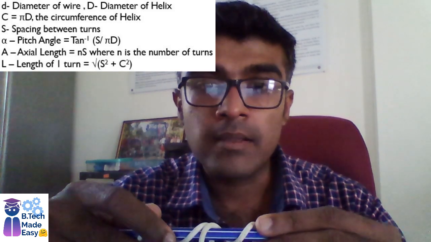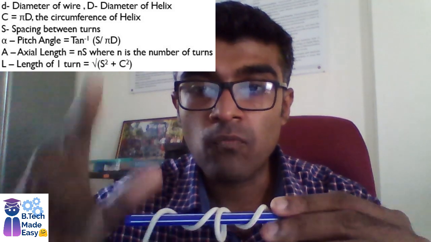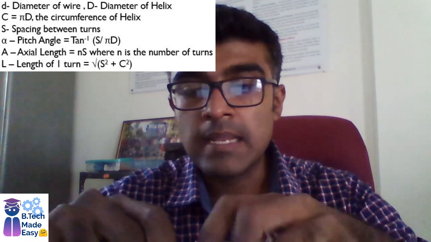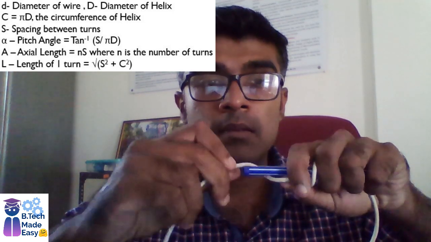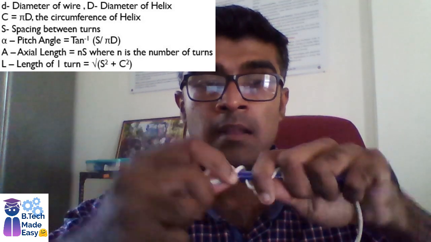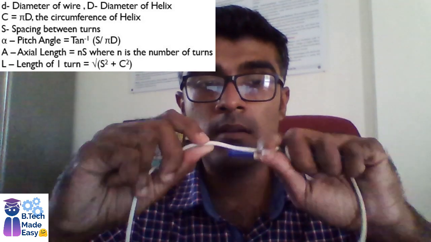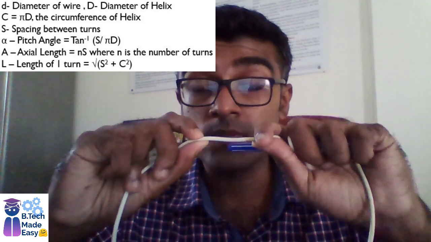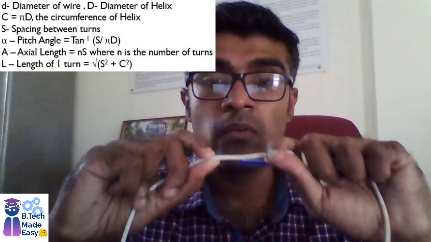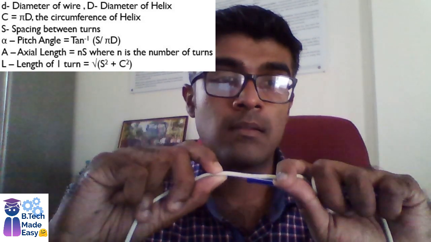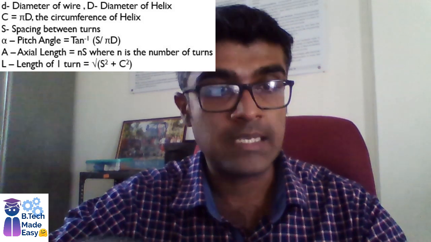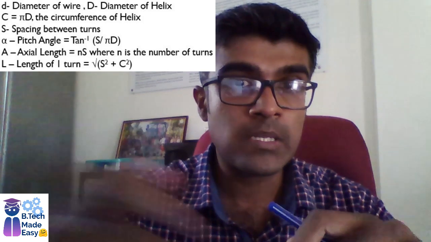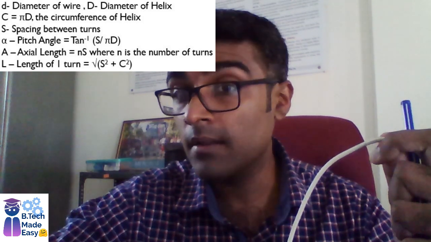And finally L, capital letter L, that is giving you the length of one turn. Length of one turn in the sense, say this turn alone, I am just unscrewing or unwinding it. So you can see here this much length was consumed for one such turn. Okay, so this length is nothing but the length of one turn, that is capital letter L. And it can also be found out using another relation, that is root of S squared plus C squared, where S is nothing but the spacing between the turns and C is again capital letter C, that is the circumference of the helix.